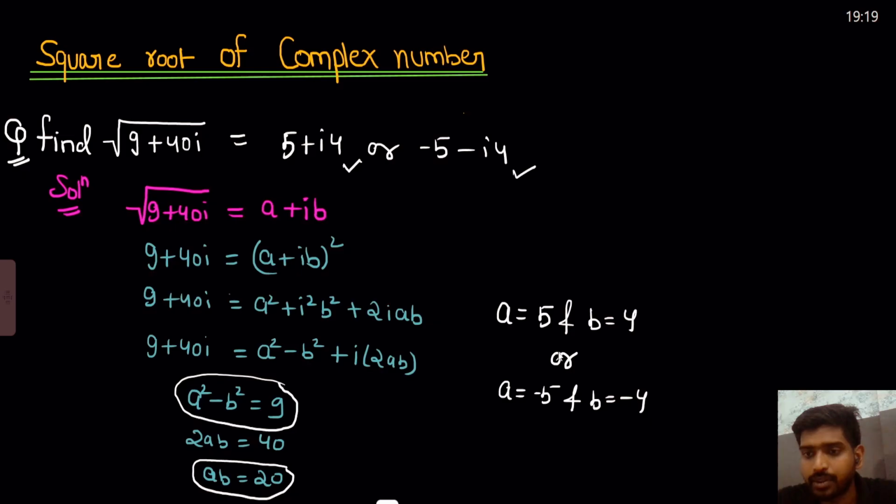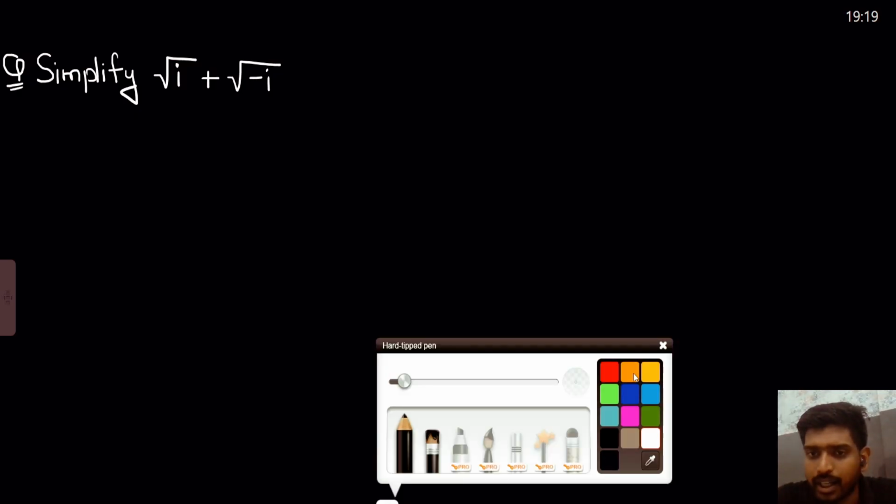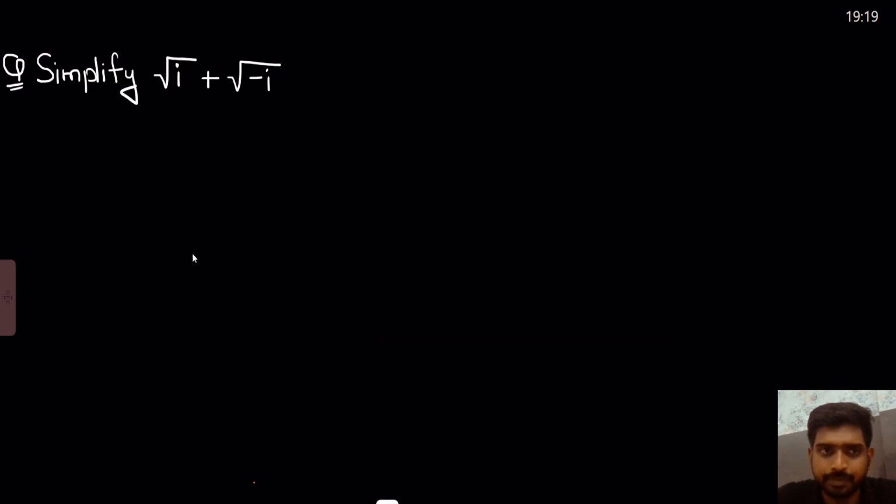Now we'll see one more question. Suppose they gave this question: simplify under root of iota plus under root of minus iota. Got it? First we'll see. First we'll find under root of iota by using the same method.